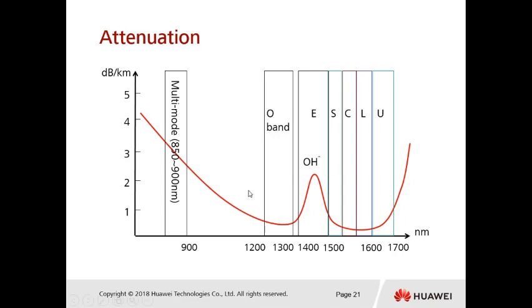You can check this picture. Here is what we call the 1310 nanometer window, and here the 1550 nanometer window. We also like to call them the O band and C band. In these windows, the attenuation is very low, right? So if you want long distance transmission, you always want lower attenuation, right? So our single mode fiber will use 1310 nanometers and 1550 nanometers to transmit our signals.